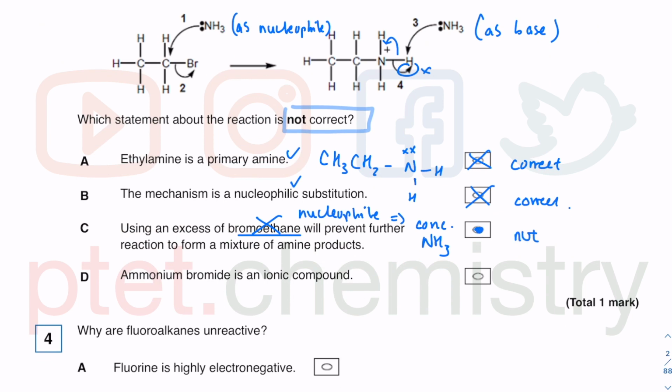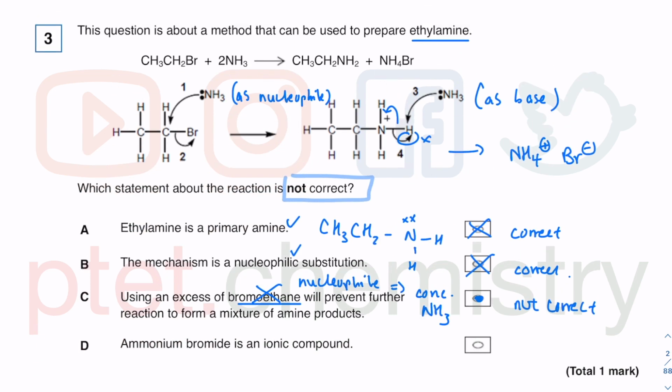So if that is not correct, that must be what we are looking for as per the question. Ammonium bromide, the product you are forming, will be NH4 plus and Br minus, because that is your NH3 acting as a base accepting protons.